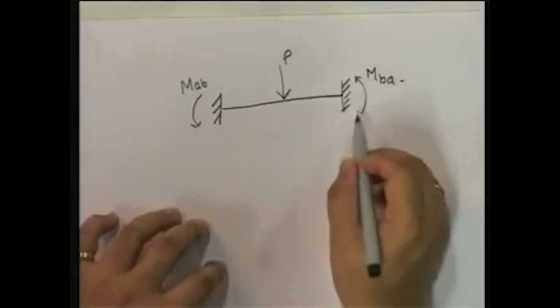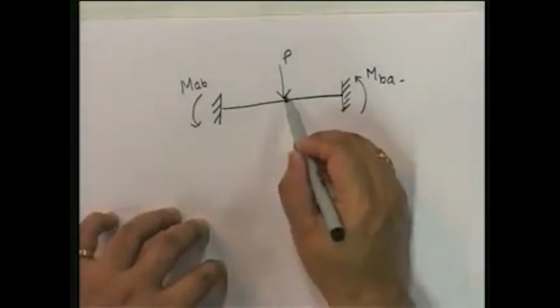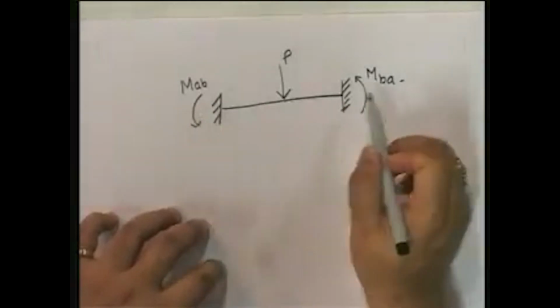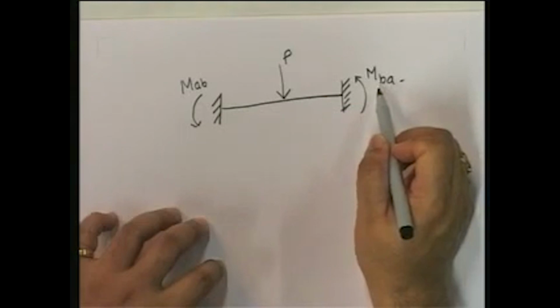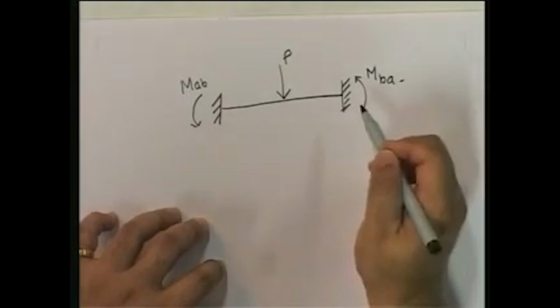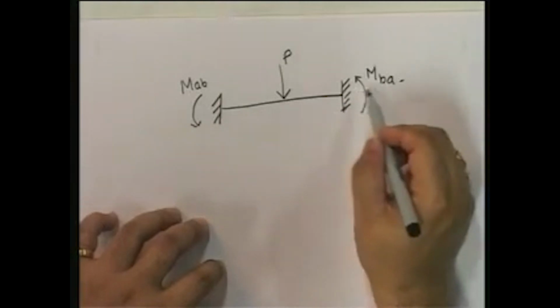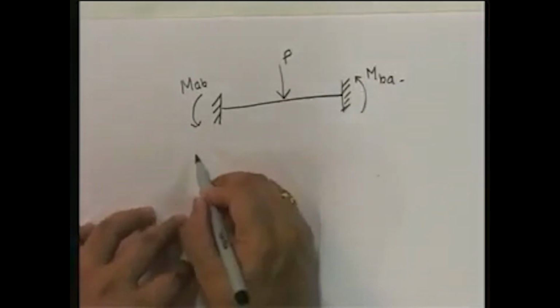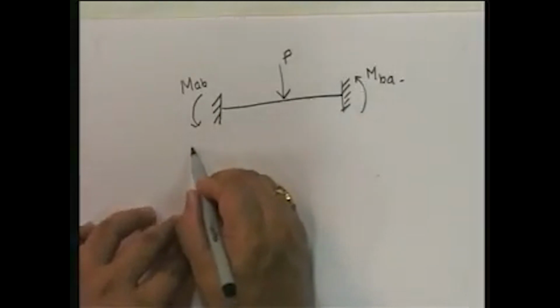Now if you look at this particular case, you will agree that given this load, M A B and M B A are going to exist. They cannot be equal to 0. Do you agree to that? Okay. So now, let us look at the slope deflection equations. What do the slope deflection equations say?